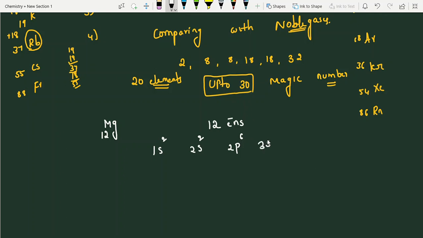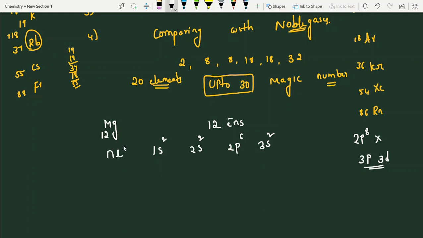So 3s2. Don't write 2p8. Some of the students were writing like that. So the p capacity is 6. After that, 3s2. And we actually have 3p, 3d also, but we don't have electrons, no? That's why you can write up to here only. Clear? This is what NLX method is.